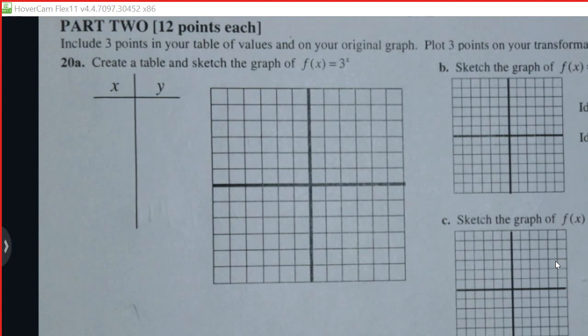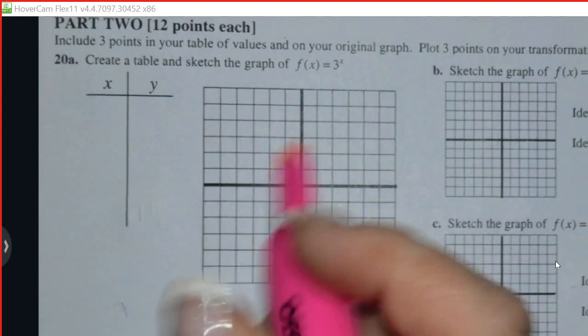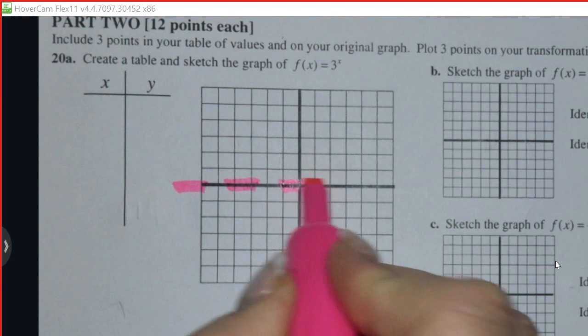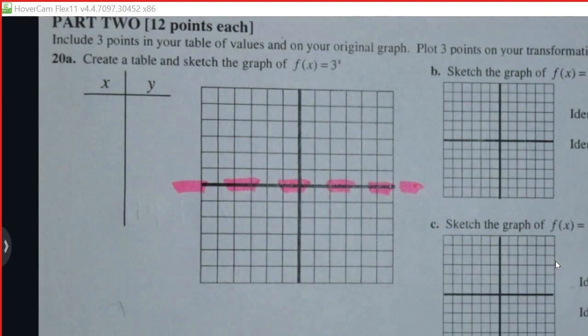20, part A, B, and C. Now, when we look at an exponential graph, I want you to recognize that unless we see a vertical shift like we see here, a -4, or we see here a +1, we will have a horizontal asymptote. And that horizontal asymptote will be the same. It's y equals 0. It's the same as the x-axis.